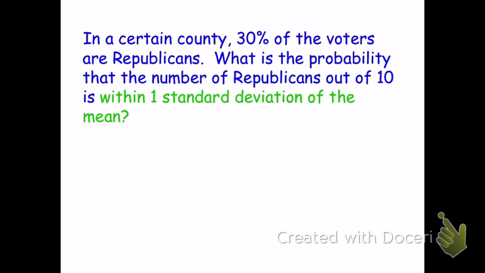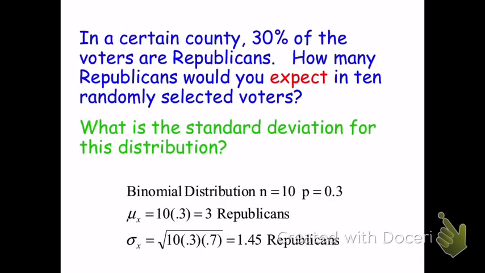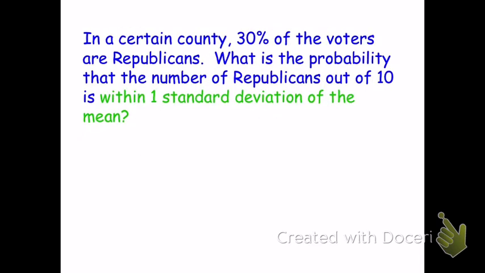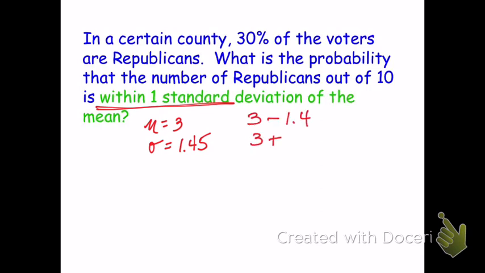Okay, the next one, this is where it gets really fun. It says, what is the probability that it is within 1 standard deviation of the mean? So in the last example, we had mean is 3 and standard deviation is 1.45. So if it's within 1 standard deviation, that means I'm going to add and subtract 1 standard deviation from the mean. So it's saying what is the probability that it's between 1.55 and 4.45.